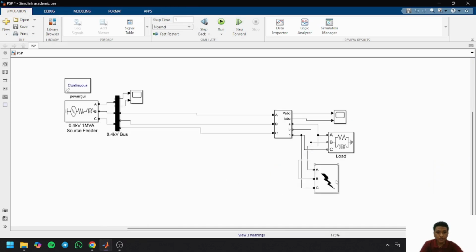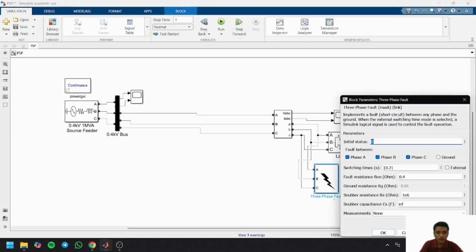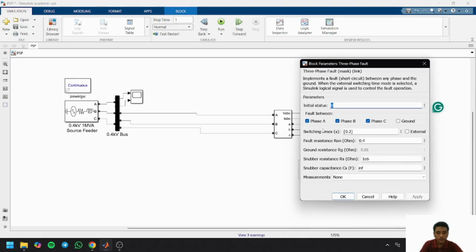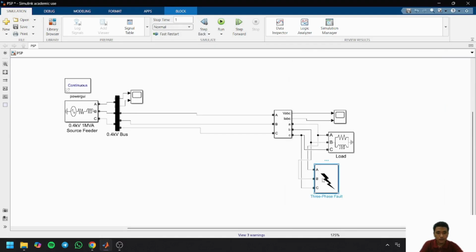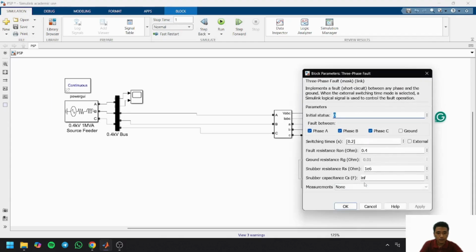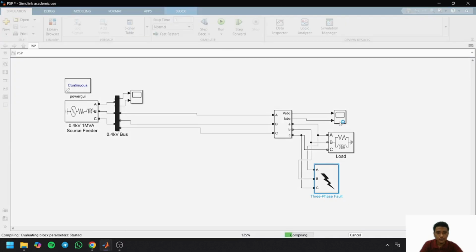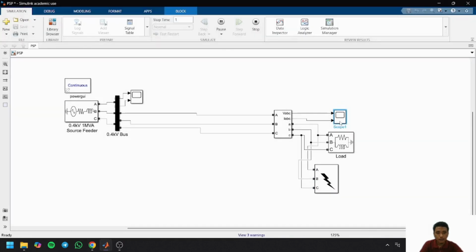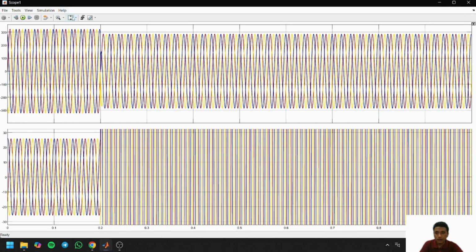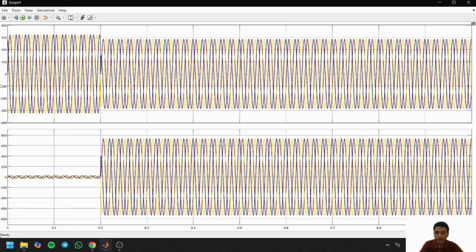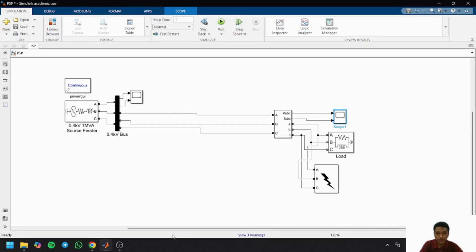Okay, so now I'm adding a three-phase fault into the system. This is a balanced fault between the three phases. The fault is occurring at 0.2 seconds. If I run the simulation, you can see here the plot that is generated is now different from the original plot. You can see here there is a voltage drop at 0.2 seconds, and also a high current spike after the fault occurred. So this is the effect of the fault that was introduced into the system.